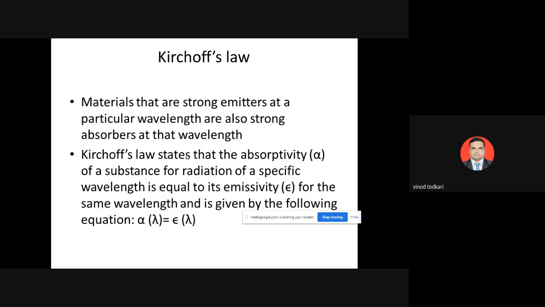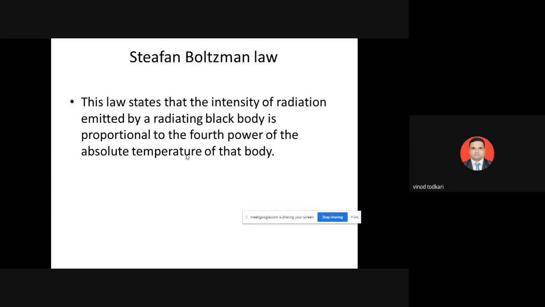And it is given by the equation alpha lambda is equal to epsilon lambda. Kirchhoff's law is very simple. Alpha is equal to epsilon. Absorptivity is equal to emissivity for a specific wavelength. I believe this is clear to you. This law we have already seen. The statement of this law we have already seen.